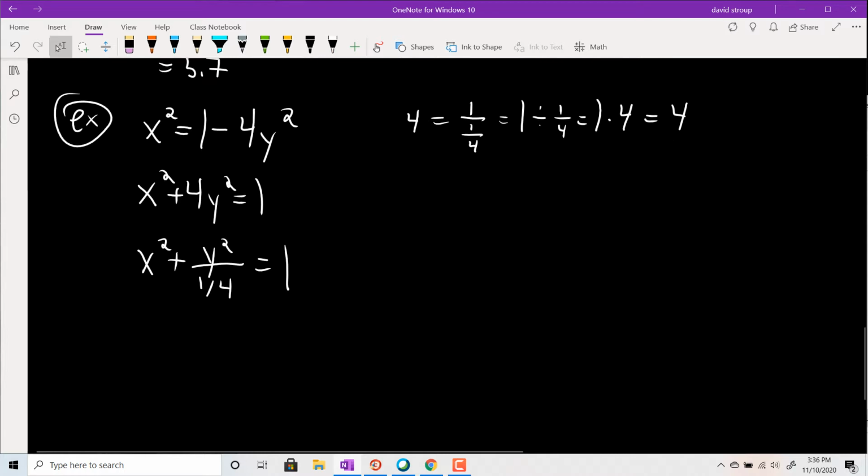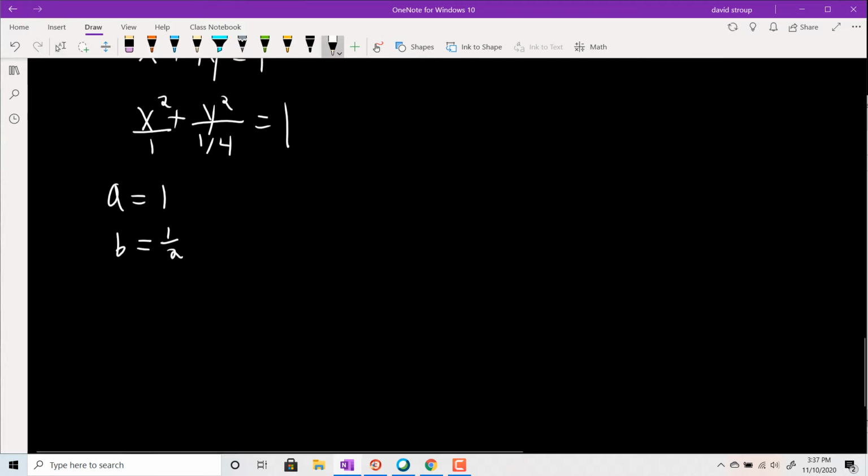Okay. So the a value, if you don't notice, there's a 1 with the x squared and a 1/4 with the y squared. So the bigger number is the 1. So that's going to be your a. So square root of 1 is just 1. And then the b value will be from the 1/4, so that'll be 1/2. And then the c value, you use your formula.